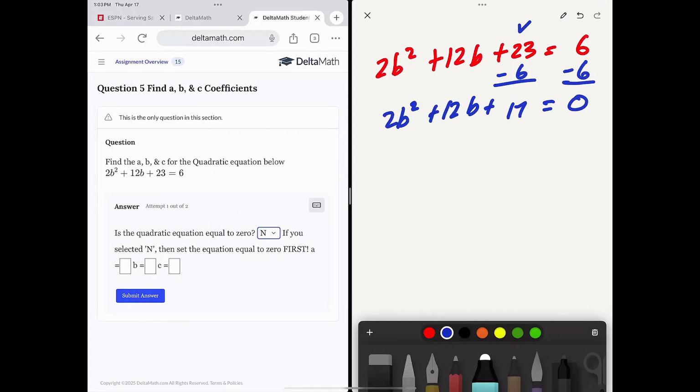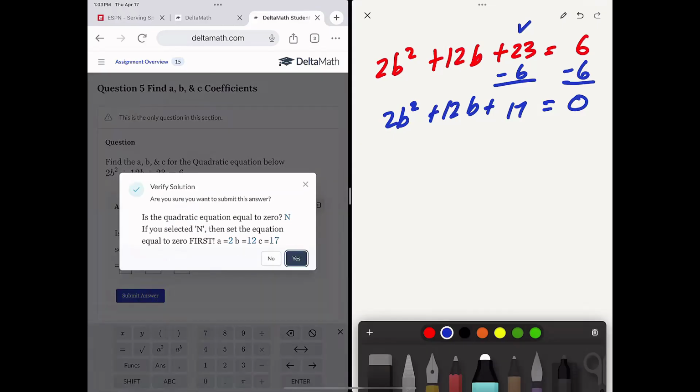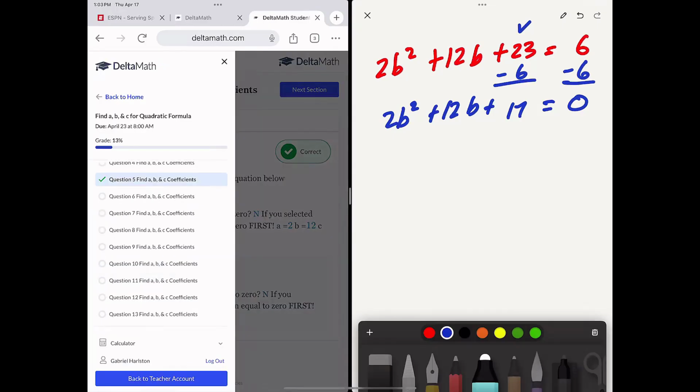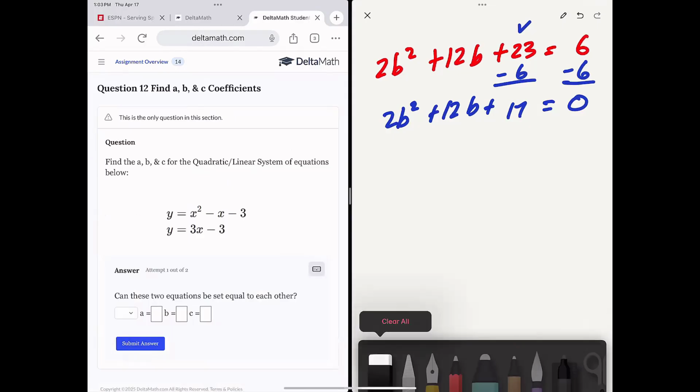So now we go here and we say that the A is 2, the B is 12, and the C is 17. Then we submit it, and it says, nice job. All right, so let's go to another one. Let's go to number 12. Now, this one is a little different.